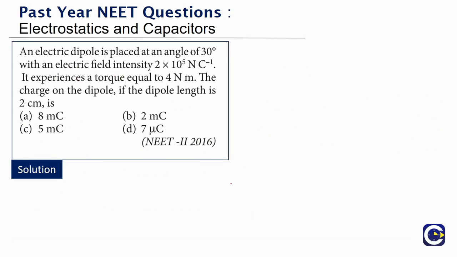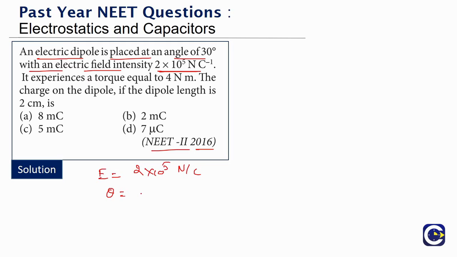Okay, we'll move to the next question. This is a question that is based on the electric dipole, torque acting on the dipole. This has come in the paper 2 of 2016. An electric dipole is placed at an angle of 30 degrees with the electric field of intensity 2 into 10 power 5 Newton per Coulomb. Means they are giving us the electric field value. What is it? 2 into 10 power 5 Newton per Coulomb.